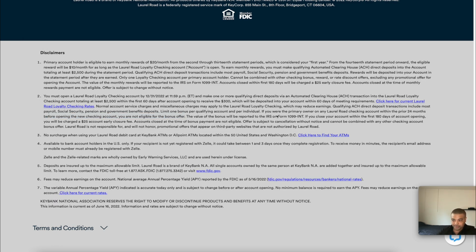Now the last thing we need is fees and closure. It could potentially be down here. You could also want to look for a fee sheet as well. But luckily for us, they have this: accounts closed within the first 180 days, we charge a $25 early closure fee. So we have that section.